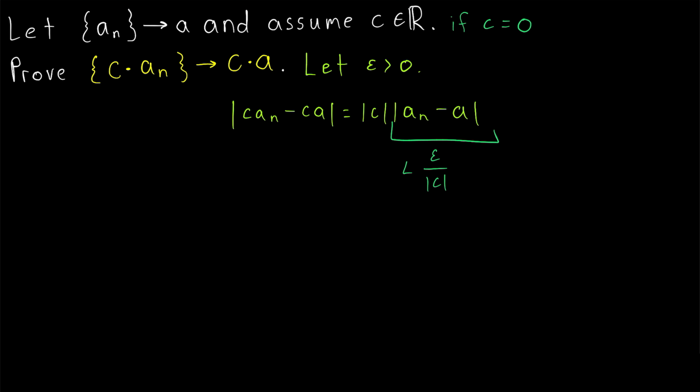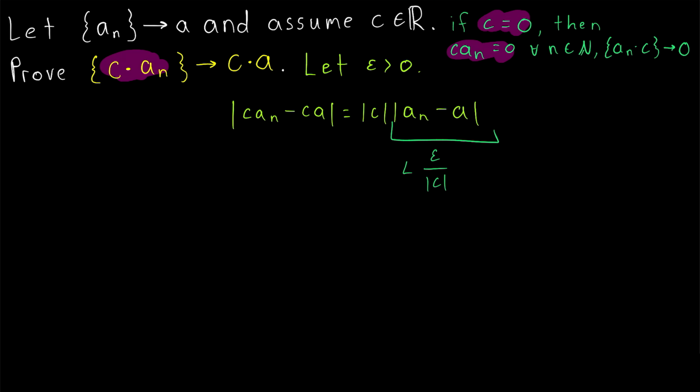If c does happen to be equal to 0, then c times a_n is a constant sequence, consisting only of zeros. So if c equals 0, then every term of our sequence is equal to 0, it's a constant sequence, and we know that a constant sequence converges to its constant value. Thus, our sequence would converge to 0, which is indeed equal to c times a if c is 0. I'll leave a link in the description to my lesson proving that a constant sequence converges to its constant value.